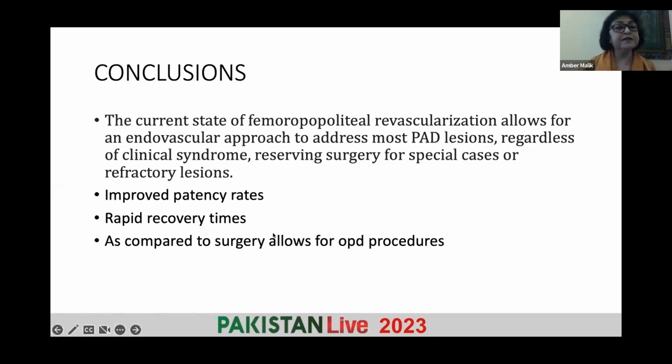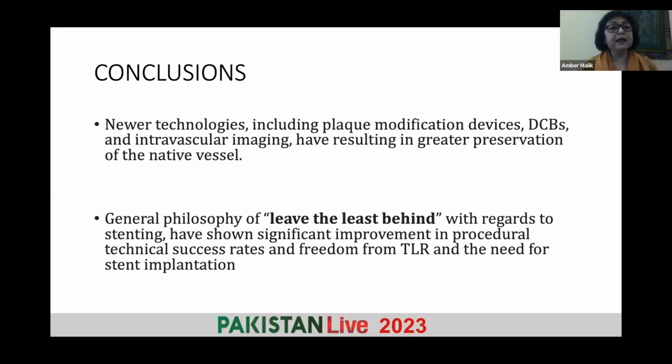There are improved patency rates and rapid recovery times as compared to surgery. It allows them to be almost an OPD procedure; we keep them overnight. Newer technologies have come in, and a general philosophy of leave the least behind with regards to stenting has shown significant improvement in procedural technical success rates and freedom from TLR and the need for stent implantation. We leave the least behind and stent shorter segments, only those that we consider flow limiting or that have bounced back otherwise, and we have reasonably good results from that.